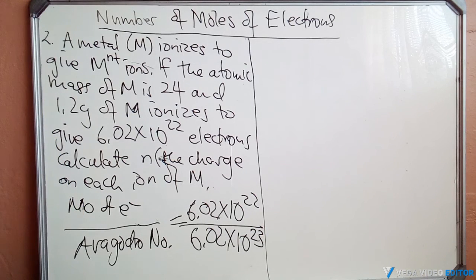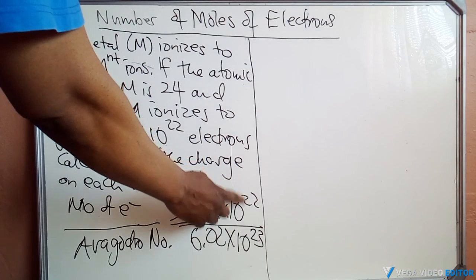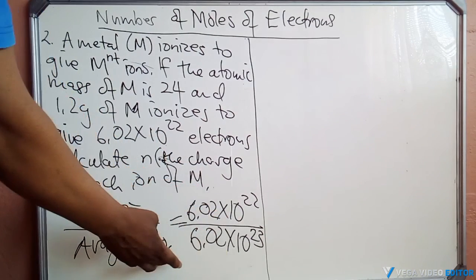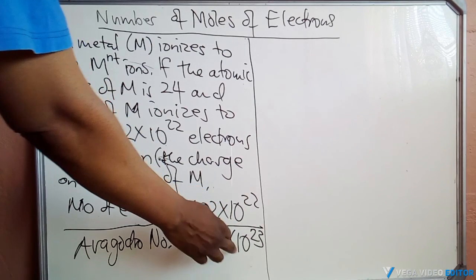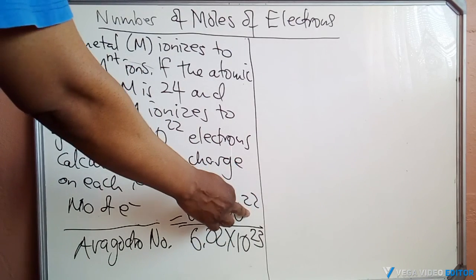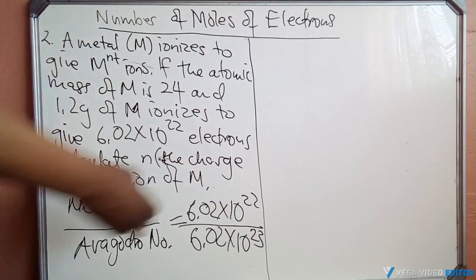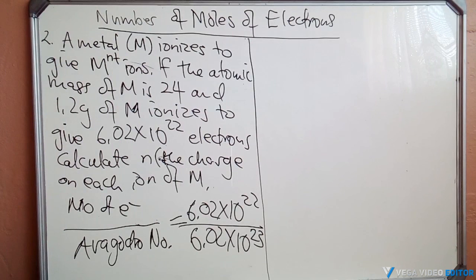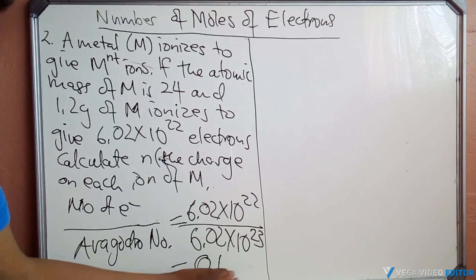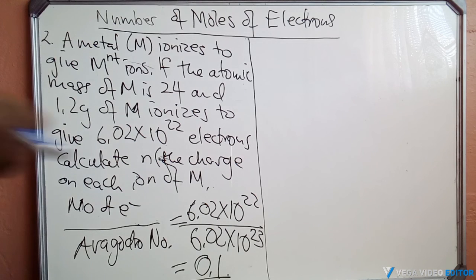Once you have done that, the easiest thing is to just concentrate on the exponents, because the base 10 is the same. So you've got 22, you've got 23. According to the laws of exponents, that will give us a figure of 0.1. It is quicker to calculate with your calculator, and then you will find 0.10, which is just 0.1.